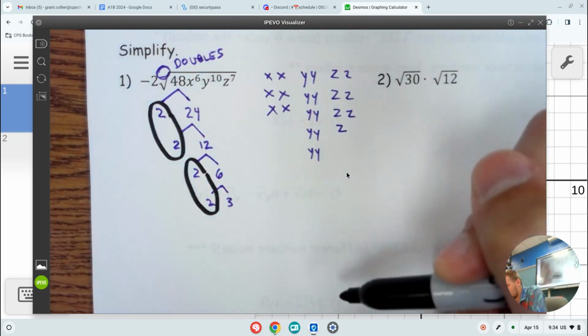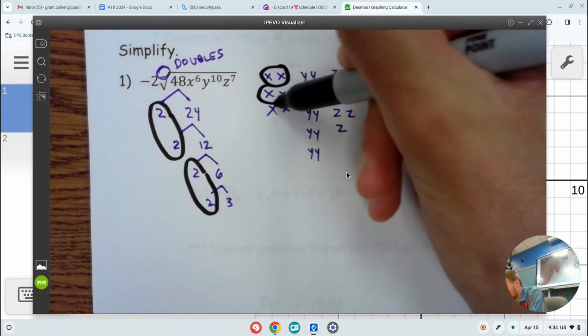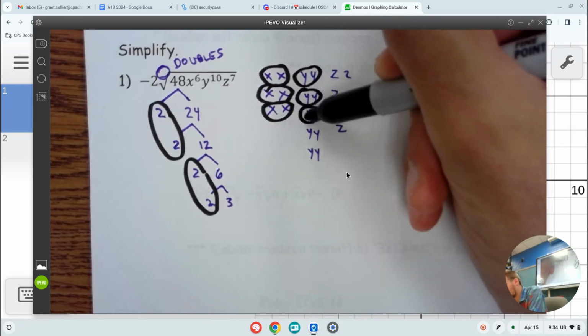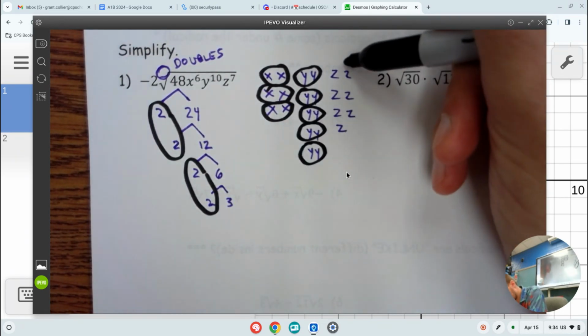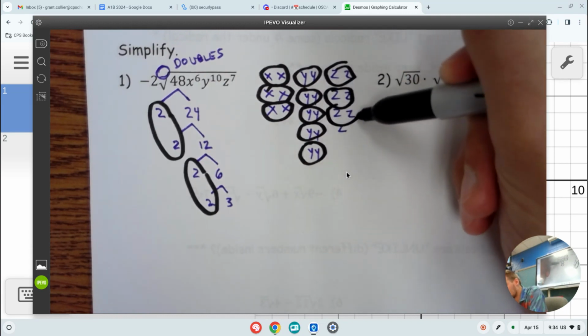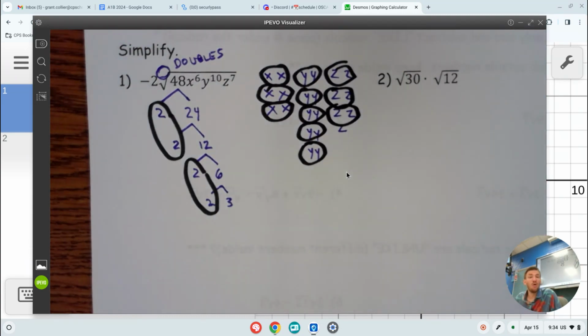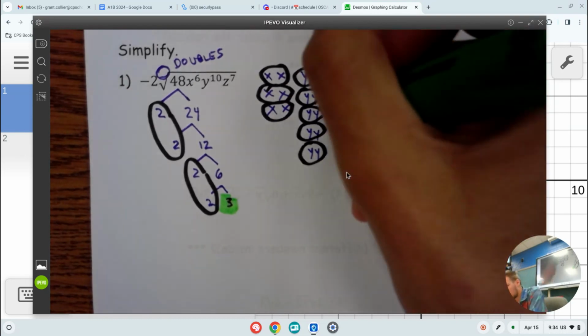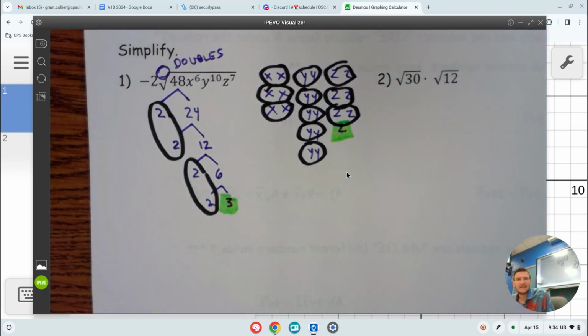Circling doubles. Circle up our double 2's, circle up our double x, double x, double x, double y, double y, double y, double y, double y, and double z, double z, double z. So we've got a whole bunch of doubles for this question. All of these doubles need to be coming outside, but also make sure you're keeping track of what stuff did not get circled. So I see that my 3 here did not get circled, and also I have one sneaky little z that also did not get circled.